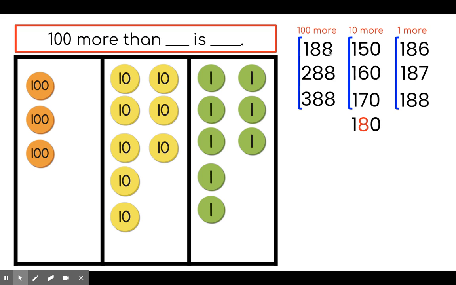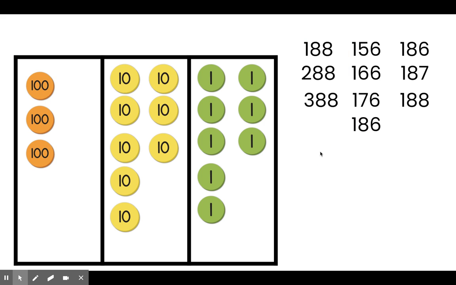These numbers all have things in common. Each of these numbers has 8 ones. Each of these numbers has 8 tens. But each time we added a place value disk with the value of 100, the number in the 100's place value spot increased or grew bigger. 100, 200, 300. We're at 388.